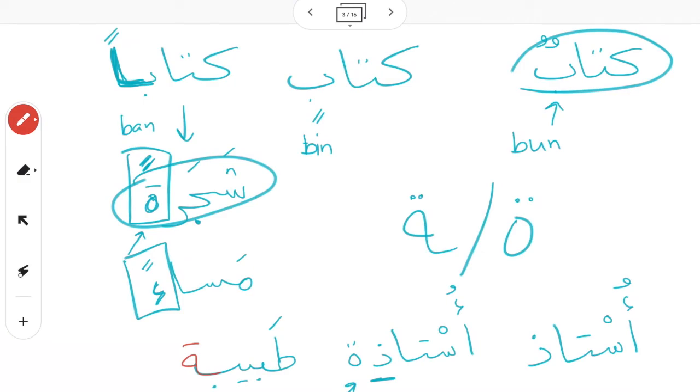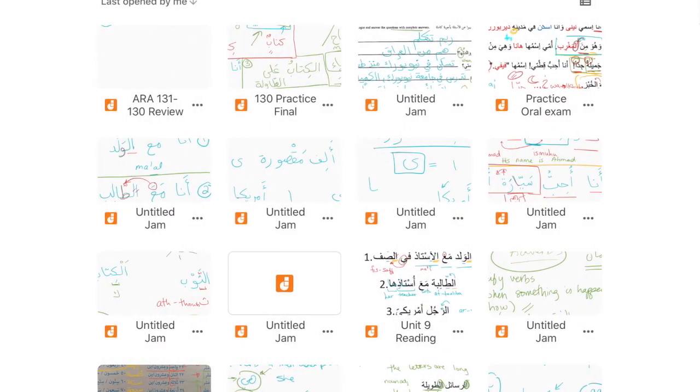And remember, whenever you have the ta' marbuta at the end, the way that you pronounce it is the letter before it, you simply pronounce it with a fatha. You only pronounce this T sound if you see a vowel on top of it. So if it was tabibatun, if I had tabibati, right? So if you have a vowel sound on it, then you pronounce the T sound. Otherwise, you're simply pronouncing the letter before with a fatha. Okay? And that's the feminine marker.